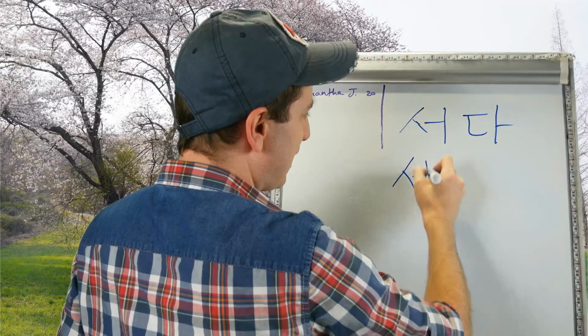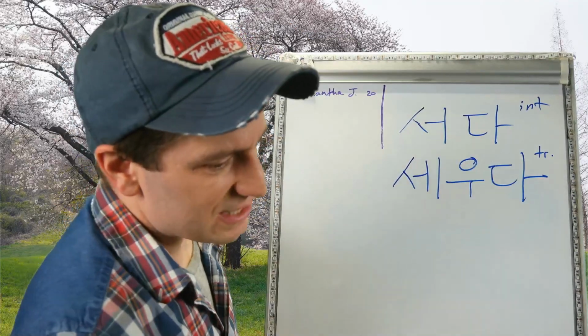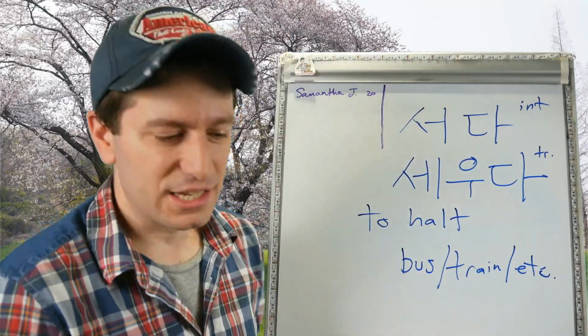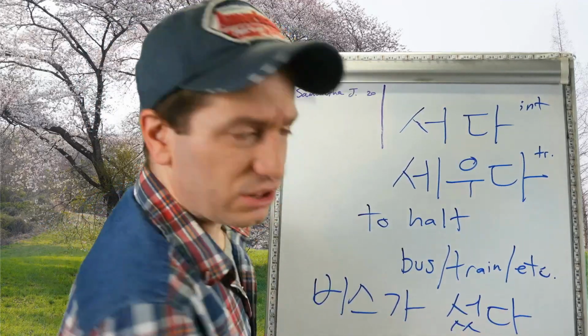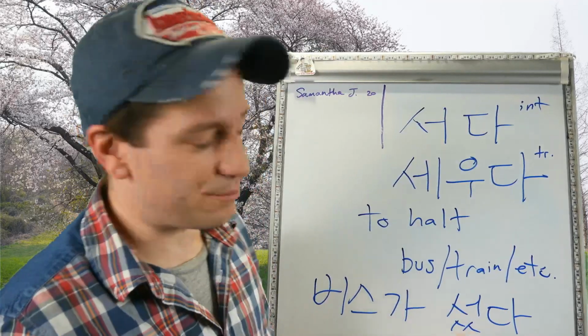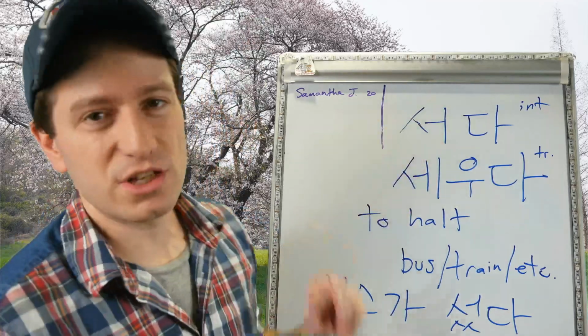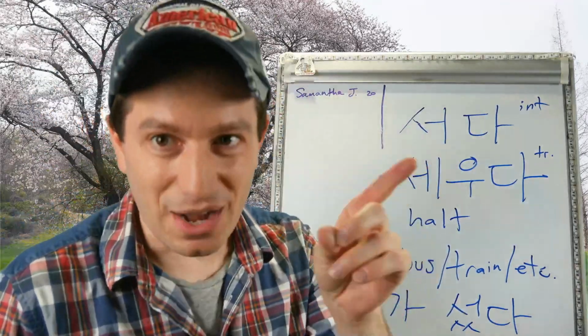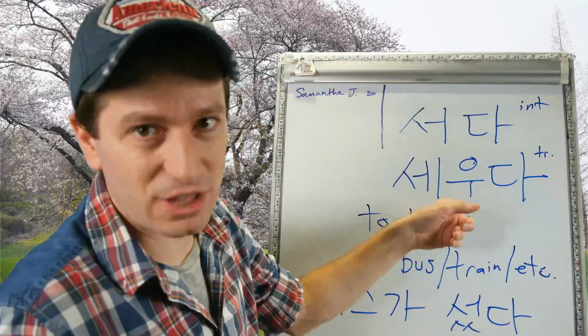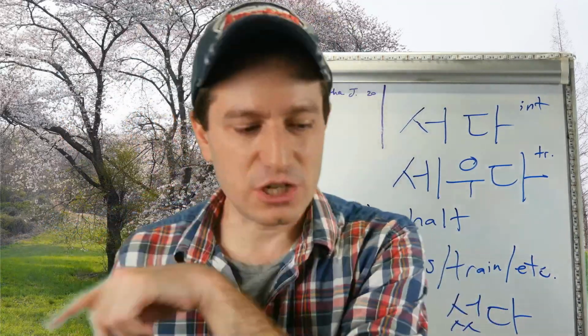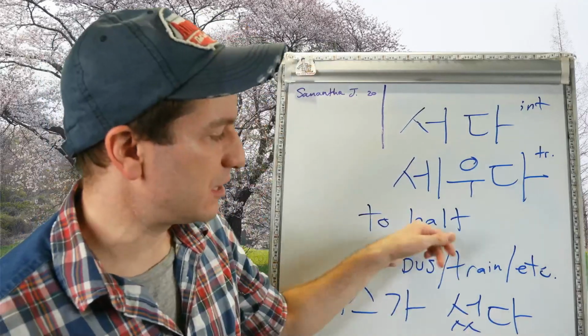Next, we have 서다 and 세우다. 서다 and 세우다 both have the same meaning. These are to halt. This would be like a bus, a train. It halted. So you could say something like 버스가 섰다. The bus halted. Literally, the bus stopped operating. So anytime you're talking about something stopping operation, you would use 서다. But if you were the one who stopped the bus, you could stop the bus with 세우다. This is also used commonly, though, when you're in a taxi and you want to tell the taxi driver, could you please stop here? Literally, like, can you halt here? You would say, 세워주세요. Please halt, stop operation here.